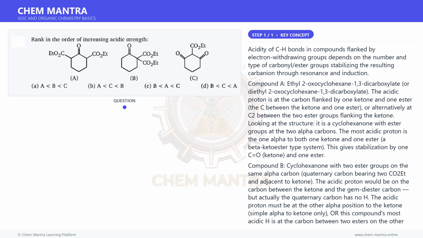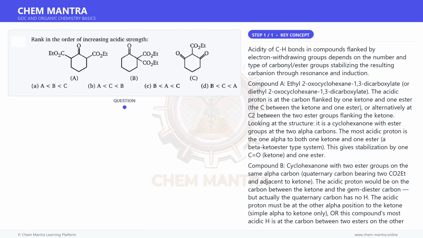Compound C, ethyl 2-oxo-cyclohexyl, i.e. 2-ethoxycarbonyl cyclohexane-1,3-dione. The acidic proton at C2 is flanked by two ketone carbonyls and an ester group. Three electron withdrawing groups stabilize the carbanion at C2. This gives the highest acidity, similar to diketone systems. The enolate is stabilized by resonance with two ketones and one ester.